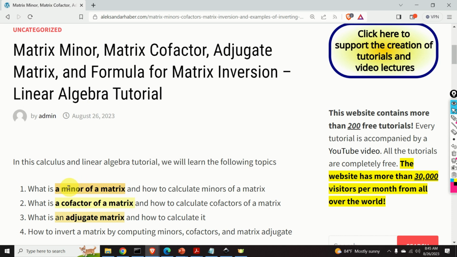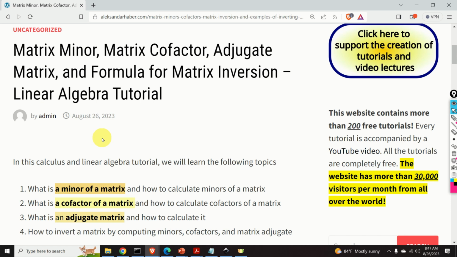We will learn what is a minor of a matrix and how to calculate minors of a matrix. Then we will learn what is a cofactor of a matrix and how to calculate cofactors of a matrix. Then we will learn what is an adjugate matrix and how to calculate it. And finally, we will state the formula for inverting a matrix by using minors, cofactors, and matrix adjugate.